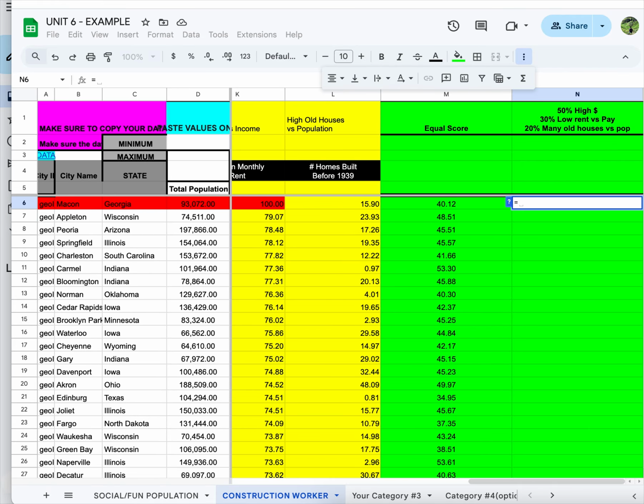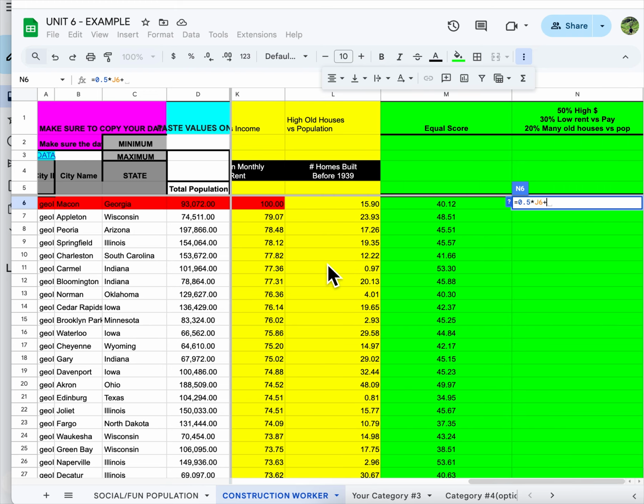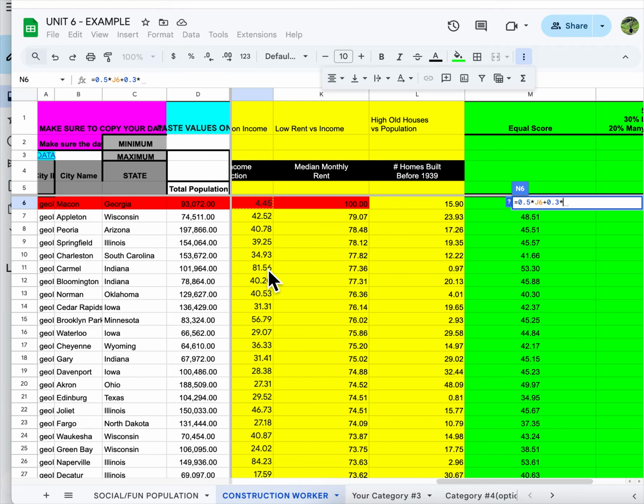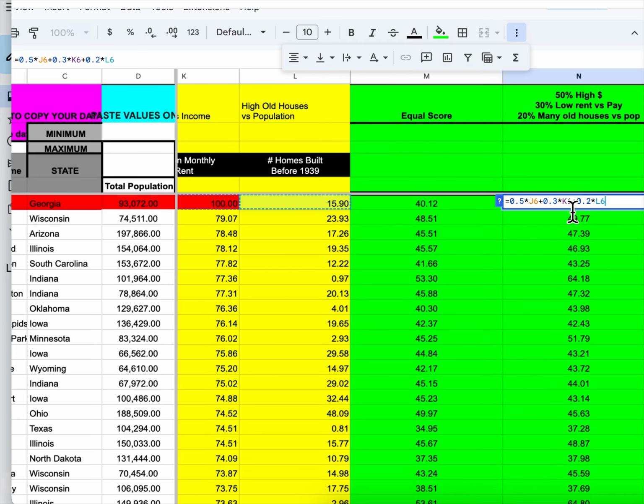So you might do something like this. Let's say you want 50% to be based off high income, 30% based on the low rent, 20% based on having a lot of older houses. 0.5 times whatever the income score is. 30% for the low rent score, so 0.3, 0.30 if you want. That's the rent score, plus 20%, 0.2 times the home built score. Oops. 0.2 times this score. Enter. There we go. Again, this is that score there.